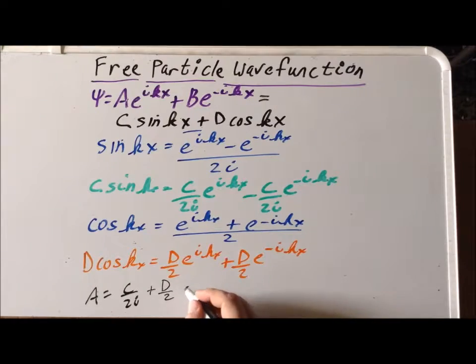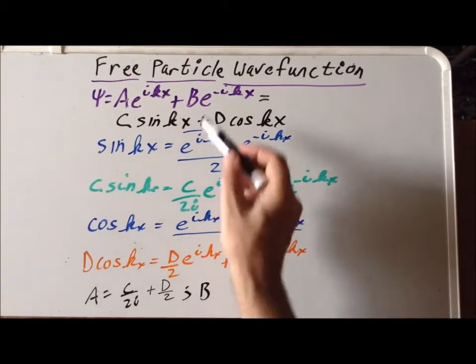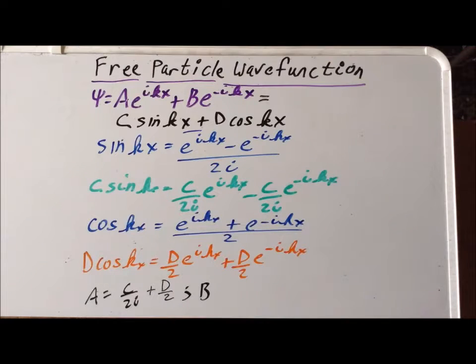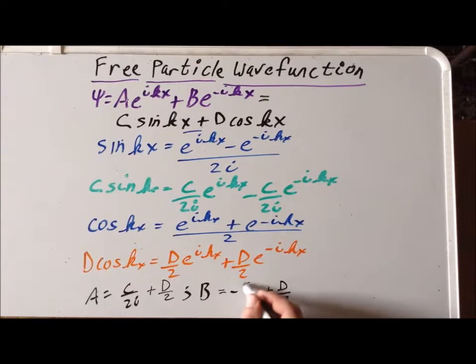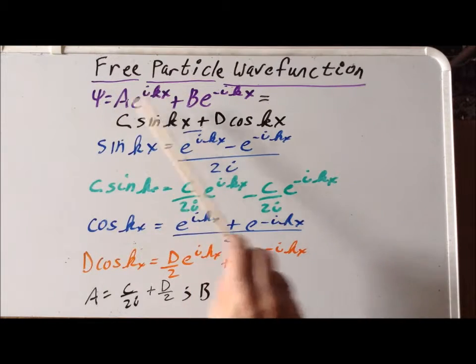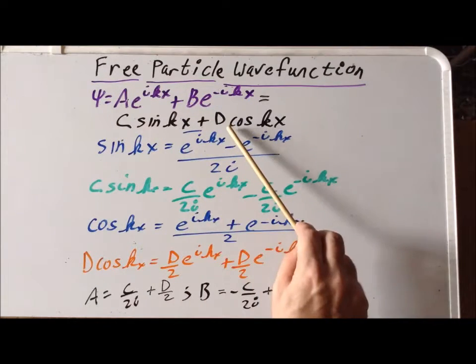Now similarly, using exactly the same sort of reasoning, we can figure out what the coefficient b has to be. For d times the cosine of kx, the coefficient of e to the minus i kx is d over 2. And the coefficient in the c times the sine of kx part is minus c over 2i. So now we've been able to write the constants a and b in terms of c and d. The next step is to write the individual coefficients c and d in terms of a and b.